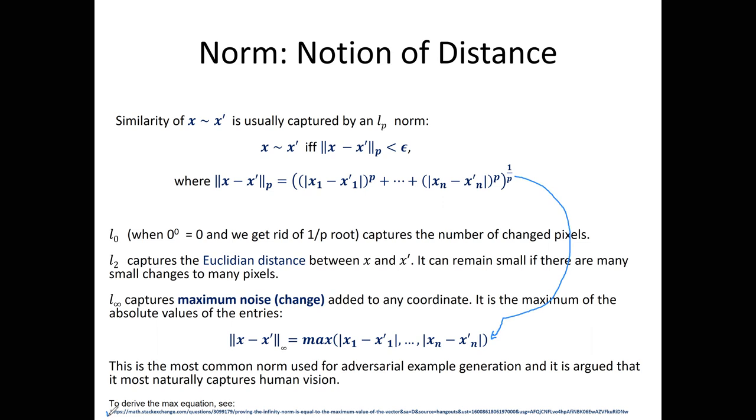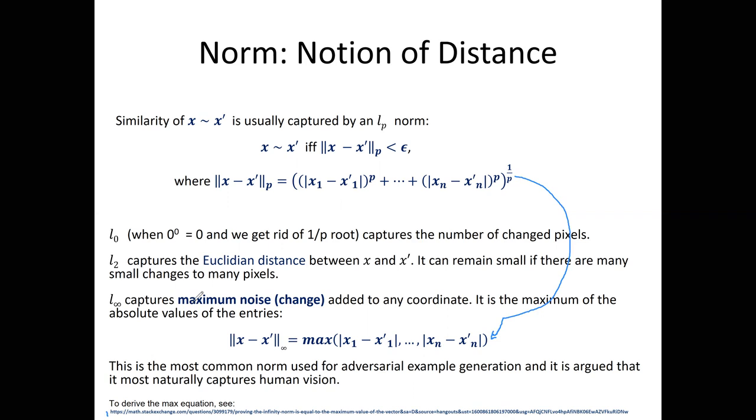So I should mention again that this is probably the most commonly used norm for adversarial example generation, adversarial training, certification, and so on. Some people argue that it naturally captures similarity in human vision, because essentially it perturbs every pixel by a little bit, as opposed to some other changes like brightening and lightening attacks, which can change some pixels by a lot. But this is a fairly frequently used norm.